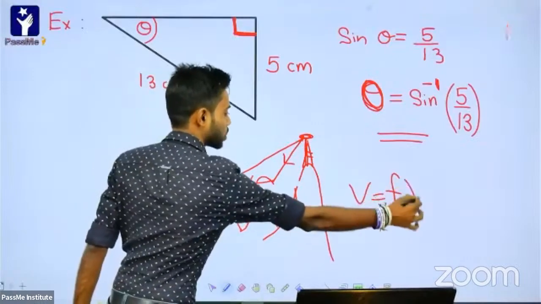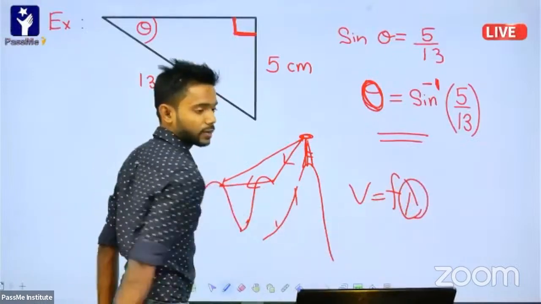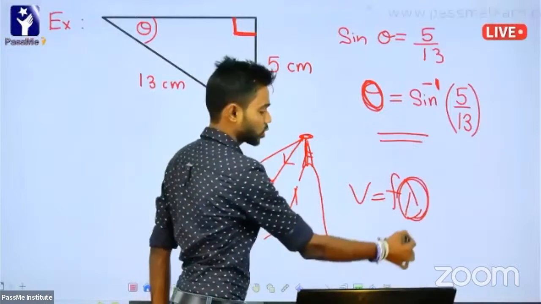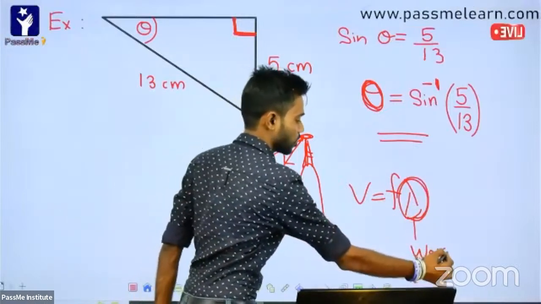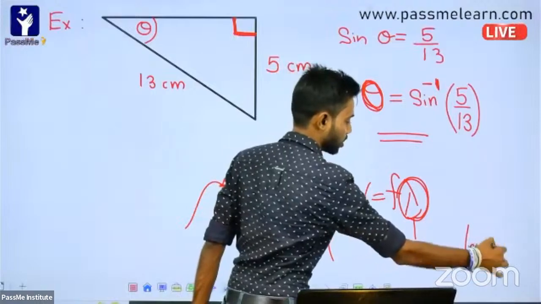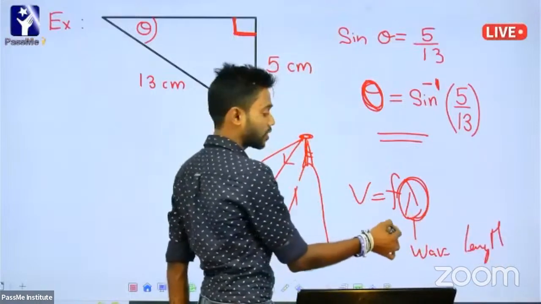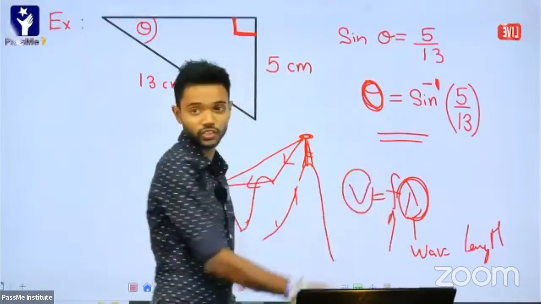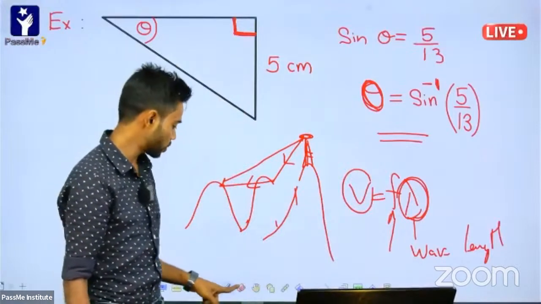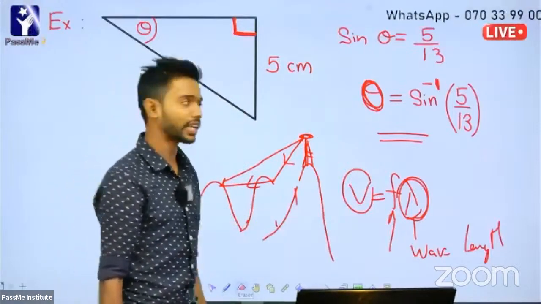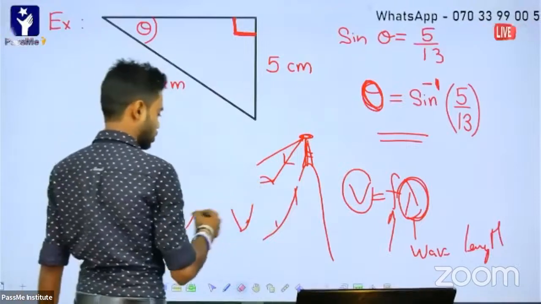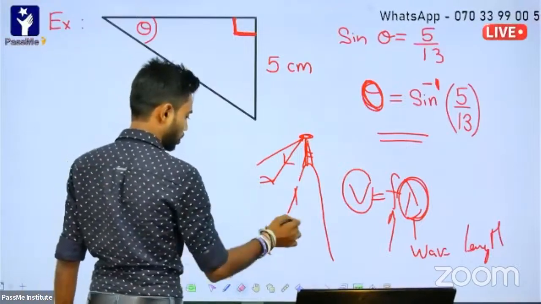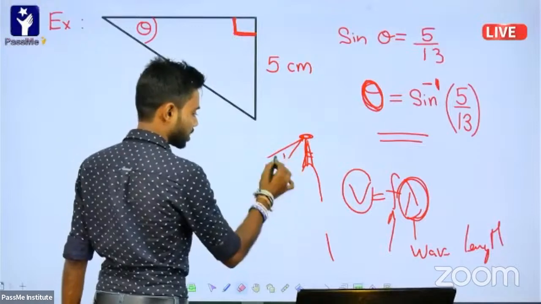v is equal to f lambda. So you can see the wavelength, so this is wavelength, and you can multiply it with the frequency and you can find the velocity of the wave. So this is what we learn from the grade 11 science. So you can learn those things not from me, from any other science teachers, right?